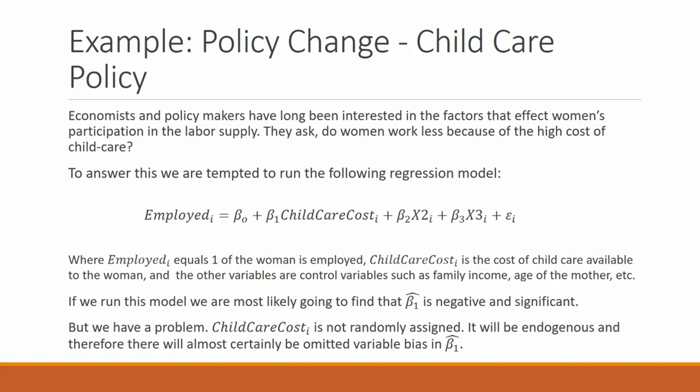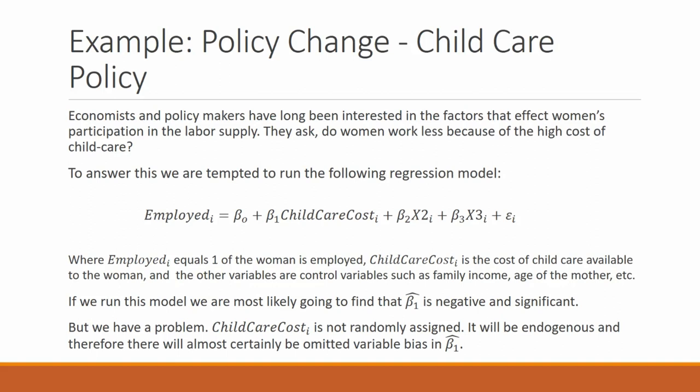To try to answer this question, we might be tempted to run a regression like what you see here, where we have a woman's employment status as the dependent variable, and then the childcare costs that she faces, as well as control variables. Employed equals one for women that are employed. Childcare costs is the cost of childcare available to the woman, and the other variables are control variables. If we run this model, we're most likely to find that beta 1 hat is negative and significant. Basically, the higher the childcare costs, the less likely it is for the woman to be employed.